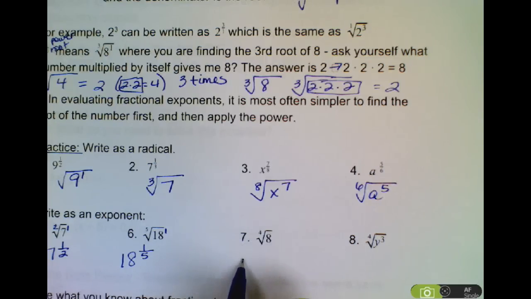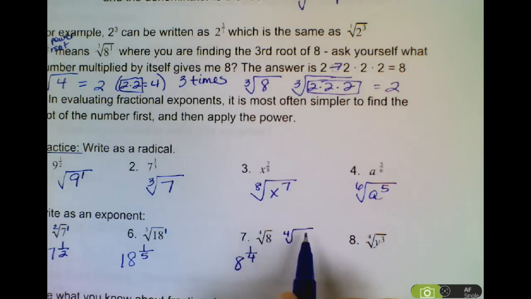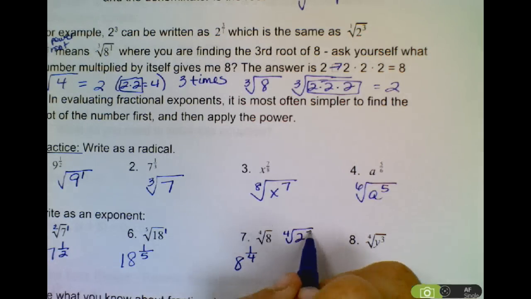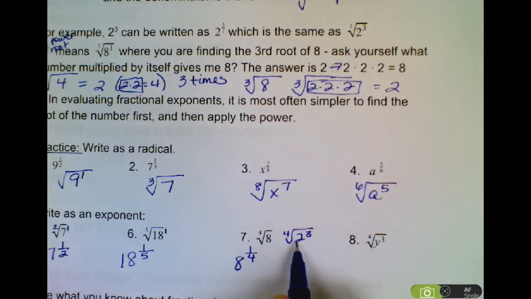Number 7 is 8 to the 1/4. The interesting thing is, think about if you can write 8 as another number, which should also be 2 to the 3rd. So if I asked you to write it as a base of 2, this is going to come in handy when we're doing same base and we're changing things to same base. That is going to be 2 to the 3/4 power. Those are equivalent. Those mean exactly the same thing.